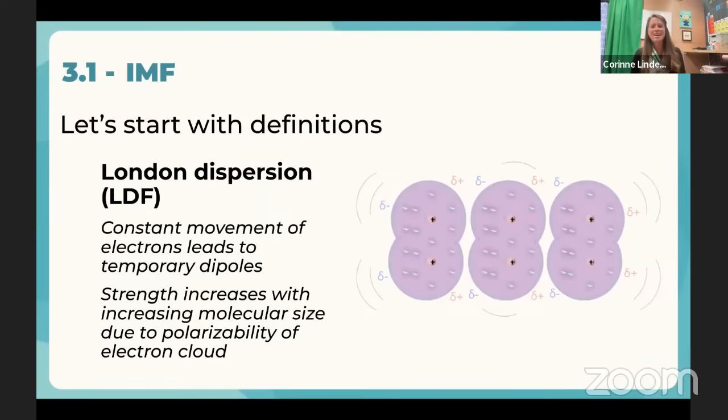This is the trickiest part. So van der Waals forces are just due to these temporary dipoles. The electrons are moving randomly, which means randomly they're going to congregate in one section, which means you're going to randomly have a partial negative on one side and a partial positive where they are not. So the strength is going to increase with molecular size due to the greater polarizability of that electron cloud. So know that the larger the molecule is, the stronger its LDF, or London dispersion forces, are going to be.